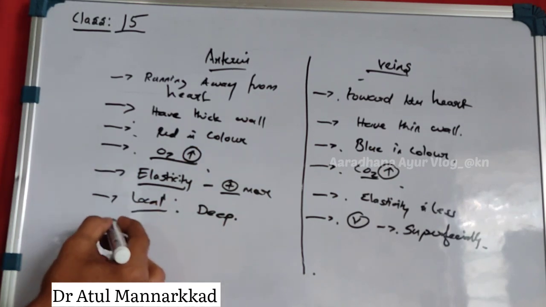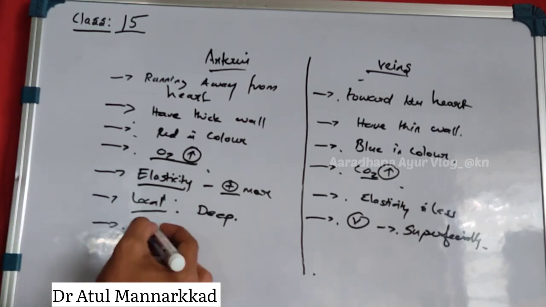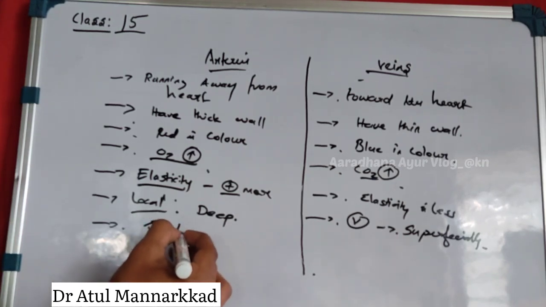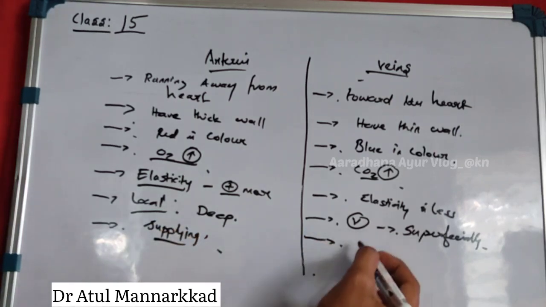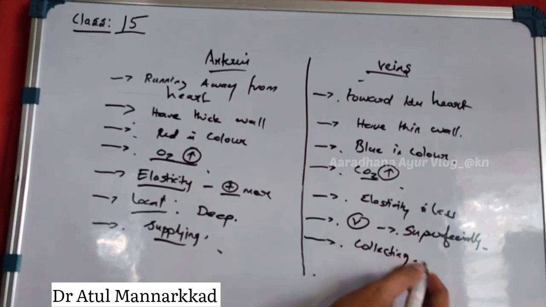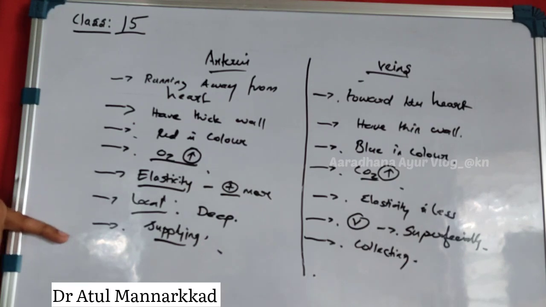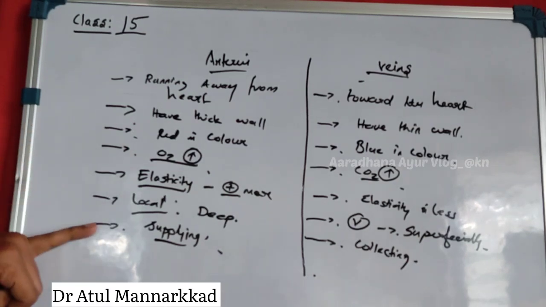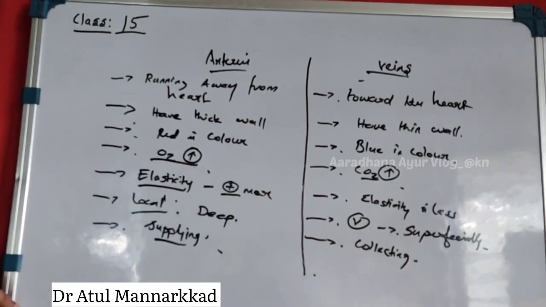And the main function of the arteries, as I had told, is going away from the heart, so it is supplying the pure blood, right? Supplying is the main function of the arteries, while the veins' main function is collecting the blood and bringing it back to the heart. So supplying is the artery's job. The artery is supplying the pure blood to the whole part of the body, while the vein is carrying that blood towards the heart. Okay.